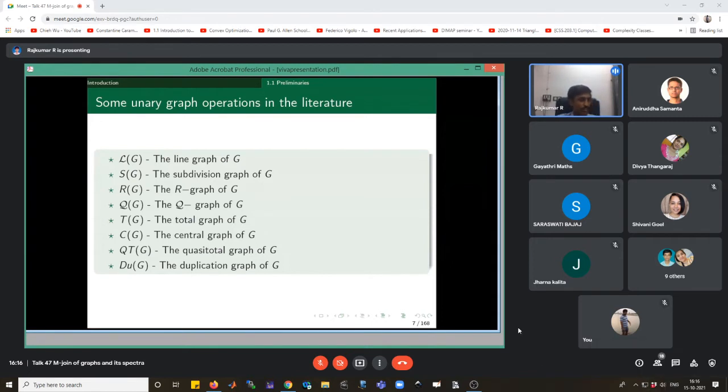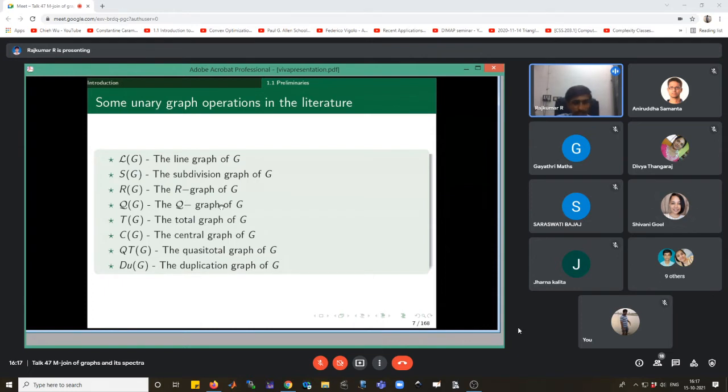This Q graph, also called the middle graph of G, is the graph obtained by taking one copy of S(G), the subdivision graph, and then joining the new vertices which lie on adjacent edges of G. For the construction of S(G) we introduce new vertices. Now we join the new vertices which lie on adjacent edges. This is the construction of Q(G).